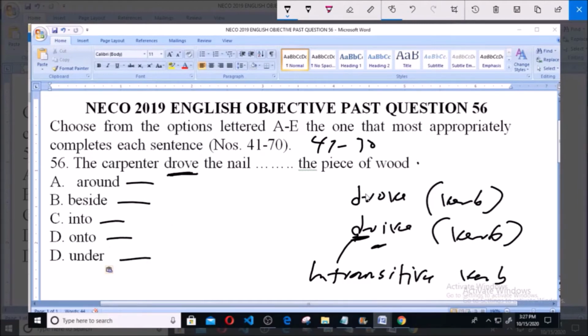So by the analysis or the condition of this verb, the answer is into. The carpenter drove the nail into the piece of wood. So option C is correct.